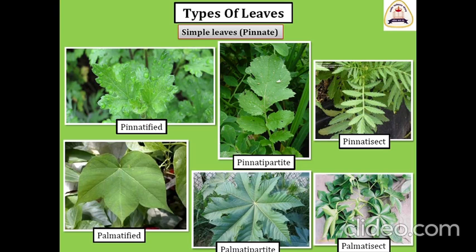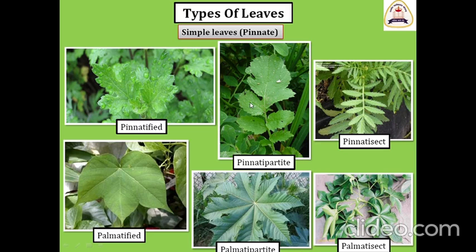Now we discuss the various types of leaves on the basis of the incision present in the leaf lamina. The leaf may be simple or compound. In simple leaves, the incision of the margin does not touch the midrib or the petiole. When the incision is less than half of the leaf lamina, it is called a pinnatifid simple leaf. For example, this is a leaf where the incision is less than half.